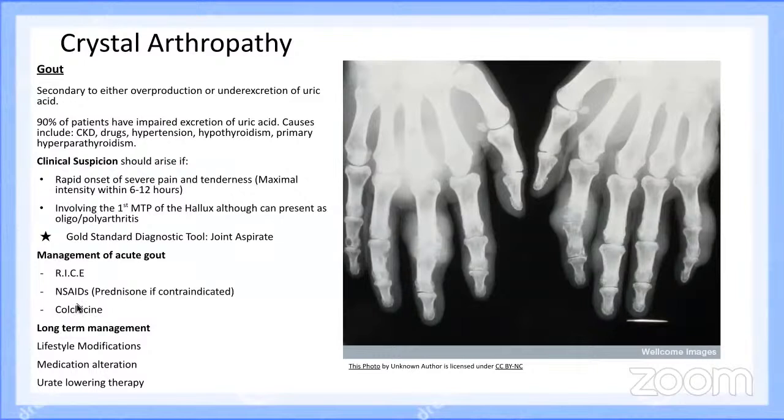In terms of long-term management, it's important for the patient to modify their lifestyle in terms of diet, including alcohol, red wine, beer, meats, shellfish, spinach, and also weight loss. And then if indicated, they can be initiated on urate-lowering therapy.